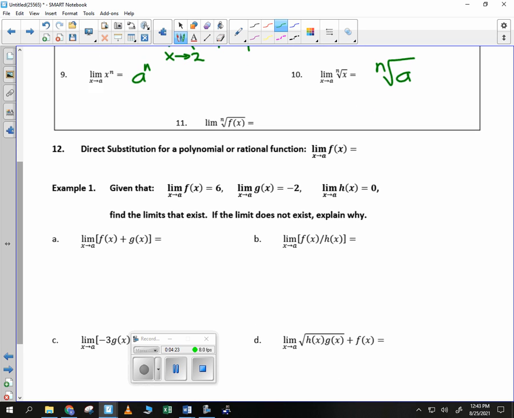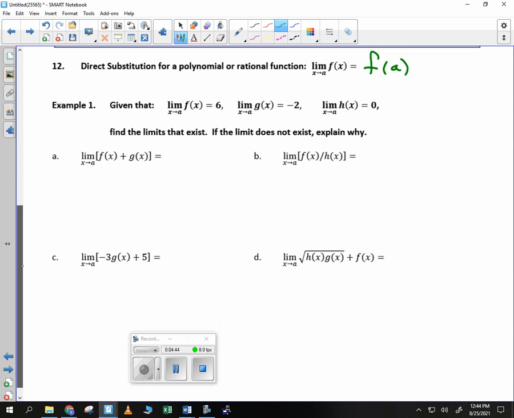Don't worry about part 11. Number 12 says direct substitution for a polynomial or rational function: the limit as x approaches a of f of x is, generally speaking, f of a. So if we have nice behaving functions, we just simply plug in the number that we're approaching, and that will give us the limit, which works out really well. It's just when we have weird behaving functions, we have to be a little bit more careful. So let's do the easy parts.